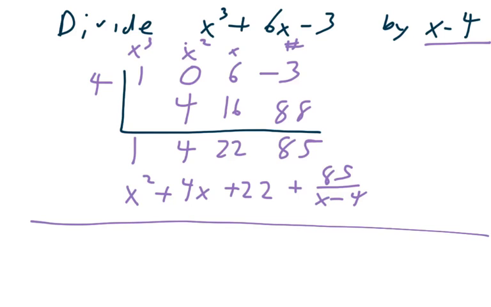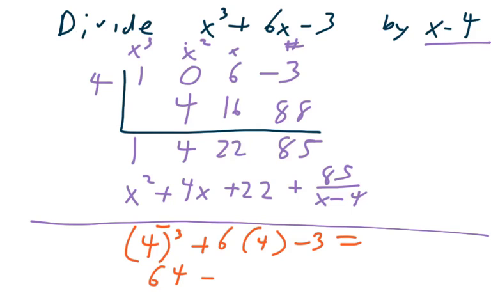And one of the things that we learned in class is that if we plugged in 4, so 4 cubed plus 6 times 4 minus 3 should turn out to be the same thing as our remainder. So 64 plus 24 minus 3 equals 85. And so that is our remainder theorem.